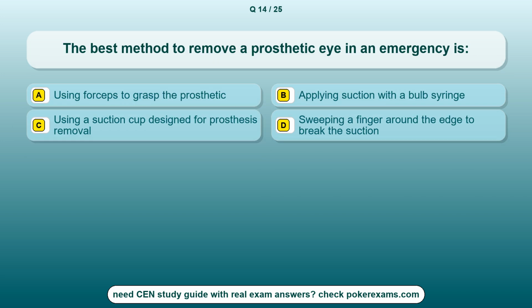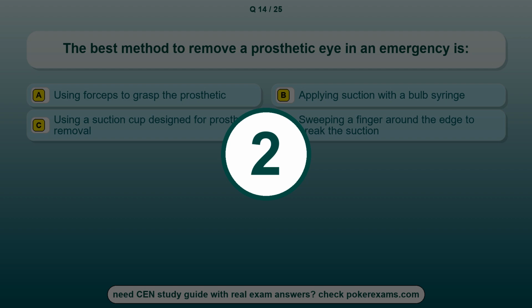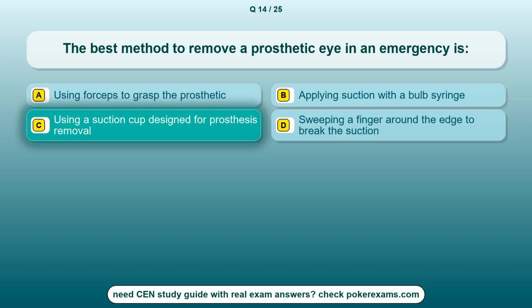Question 14. The best method to remove a prosthetic eye in an emergency is option A, using forceps to grasp the prosthetic. Option B, applying suction with a bulb syringe. Option C, using a suction cup designed for prosthesis removal. Option D, sweeping a finger around the edge to break the suction. The correct answer is option C, using a suction cup designed for prosthesis removal.